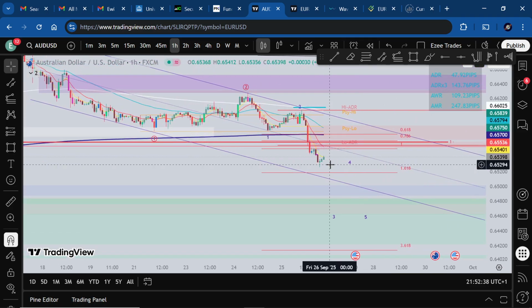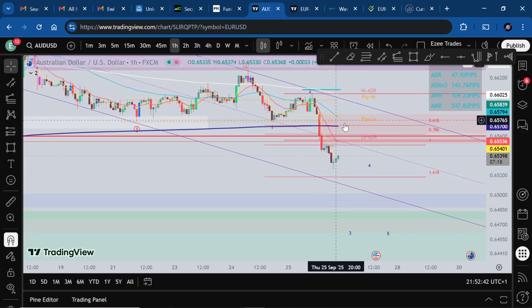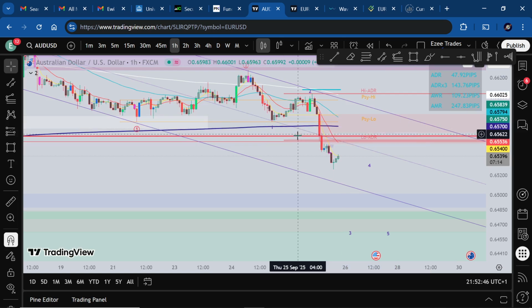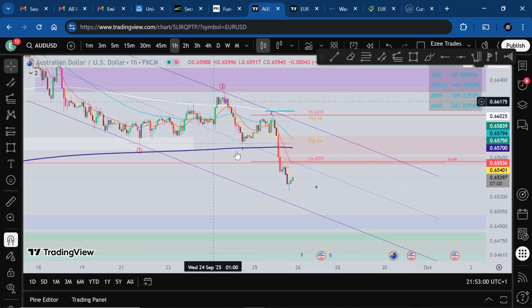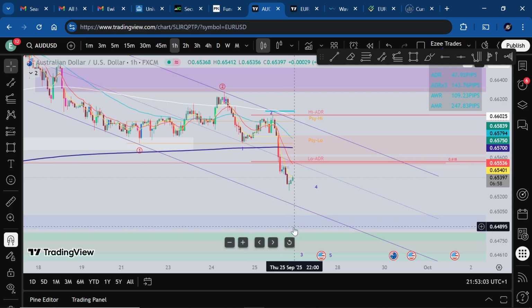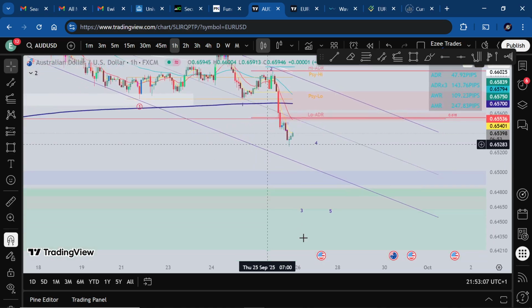So for this pair, ideally you want to sell from this imbalance over here, this pink line here. Did I get rid of? Yeah, that can go. And this can go. Right, let's get to it. It's been a while. 1, 2, looking for 3, then 4, then 5. Expecting it to end down here somewhere.